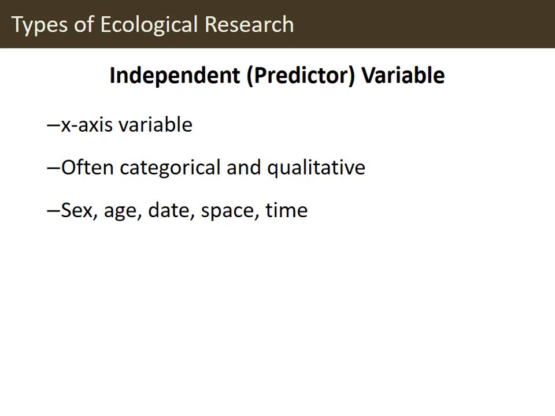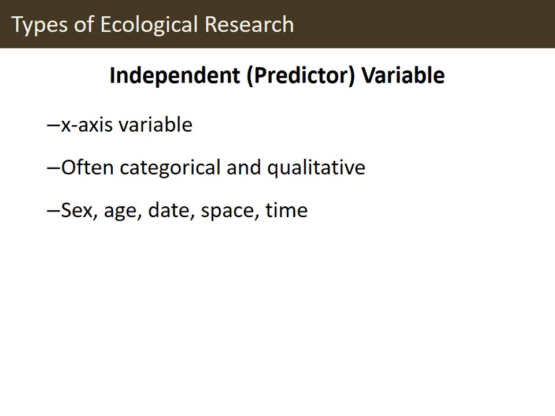Okay, so if we're going to manipulate something experimentally, we have two types of variables that we're considering: the independent or predictor variable and the dependent or response variable. You have worked with these variables in other classes. You just maybe haven't thought about them in this language.